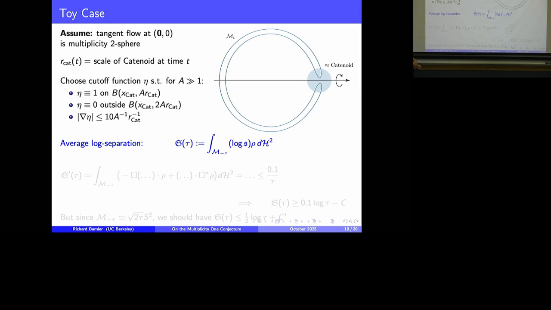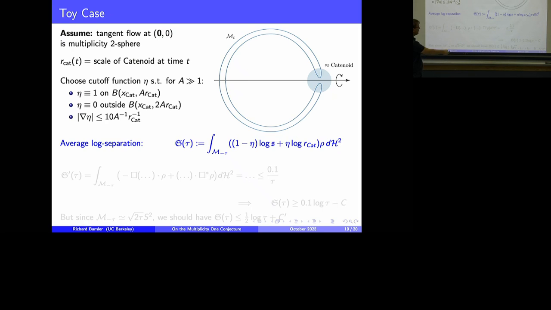So this would be a monotone quantity, but the definition of this thing doesn't really make sense near the catenoid. Okay? So if this was a super solution to the heat equation everywhere, then this would just be a monotone quantity. However, this formula that I showed you on the previous slide is not true everywhere. So it's not true when eta is equal to 1. Okay? So now to get around this, I'm just going to replace this average log separation by some interpolation of log of the separation function in the sheet-like part, and log of r_cat, the scale of the catenoid, near the catenoid.